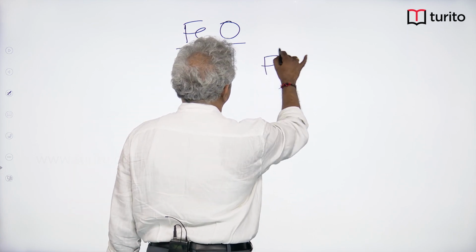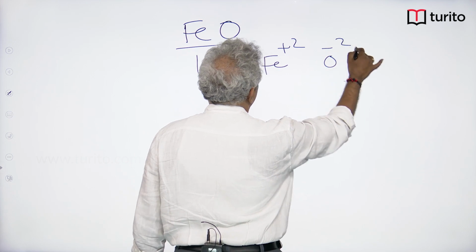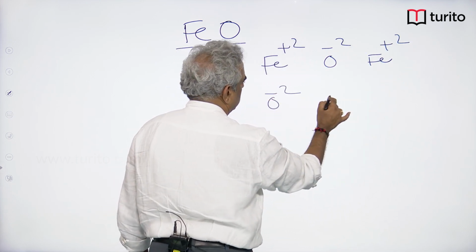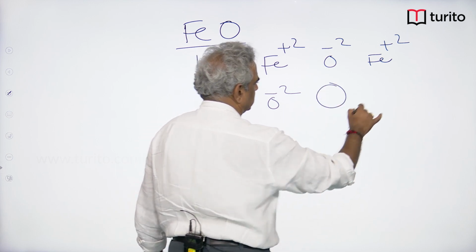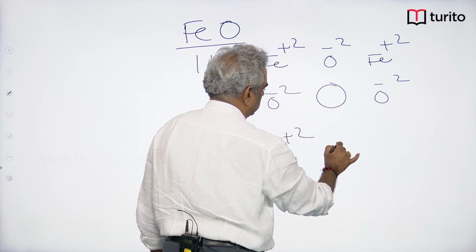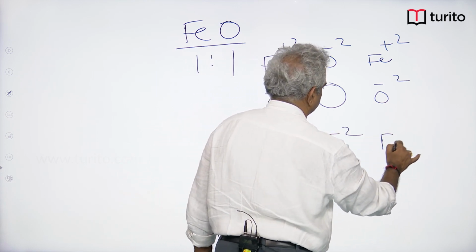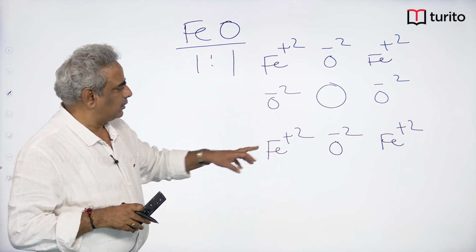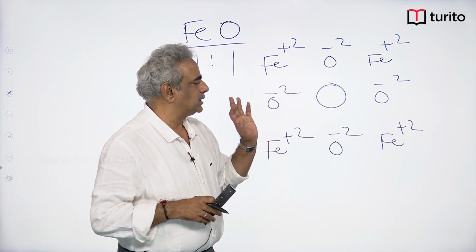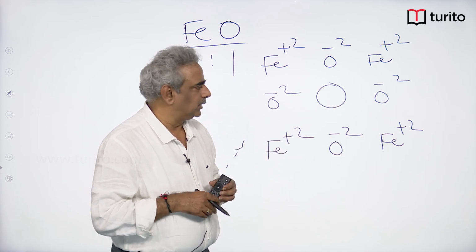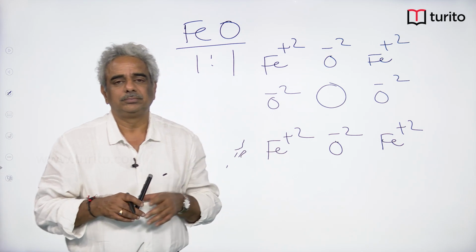So, you have Fe plus 2, O minus 2, Fe plus 2, see, O minus 2. Here iron is not crystallized, oxide. Here again Fe plus 2, O minus 2, Fe plus 2. Just see this. You have got 1, 2, 3, 4 irons. Of course, it should continue like that. It is a lattice, I should not count like that.